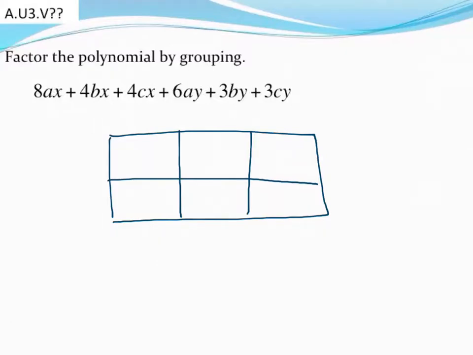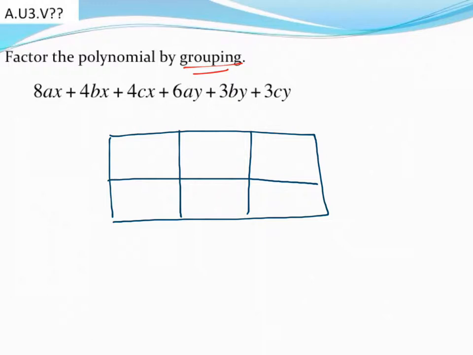Here we have an example of a polynomial with more than 4 terms that we're going to try to factor using grouping. To do this, I'm going to use a similar method to what I did to factor the 4-term polynomials with grouping. So you may want to go back and watch that video if you're not sure what I'm talking about. This time though, rather than set up a 2x2 square, I'm going to set up a 3x2 box to deal with all 6 of these terms.